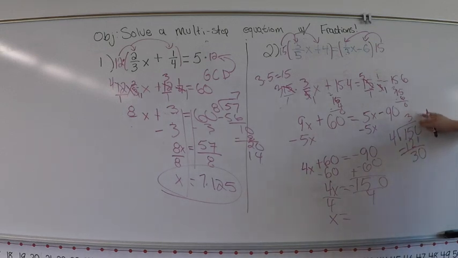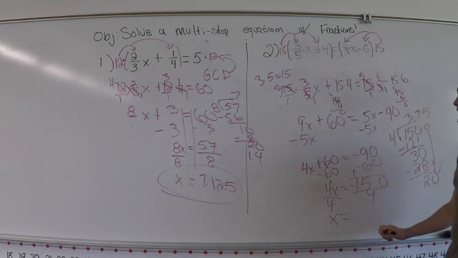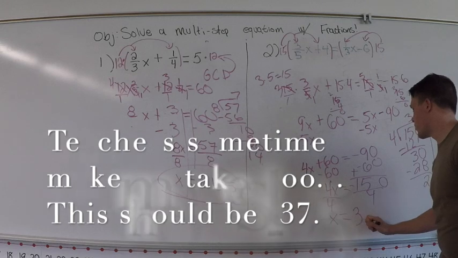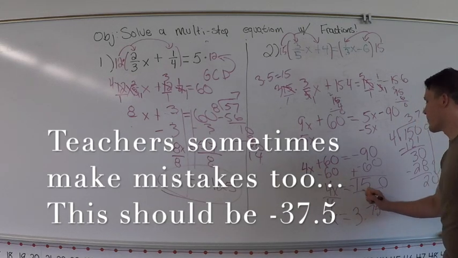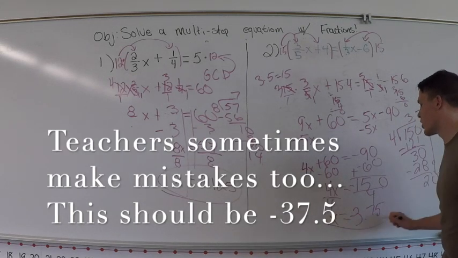Sorry, not 0.5. Then we will get 30. And we know that this goes into it 7 times. We get 28. Now where does the 5 come from? So x is equal to 37.5. But it's a negative because the original problem is a negative.